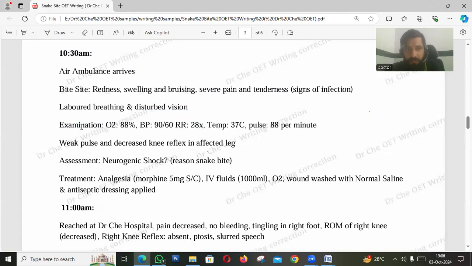Okay, so what will you mention from the examination? Saturation and blood pressure. Okay, weak pulse is important. Decreased knee reflex in the affected leg, the right leg, is important. So this diagnosis you can mention briefly. And then in the treatment, you will not mention each and every thing, just the main things: IV fluid, analgesic, and the wound was washed with normal saline and antiseptic solution. Okay.